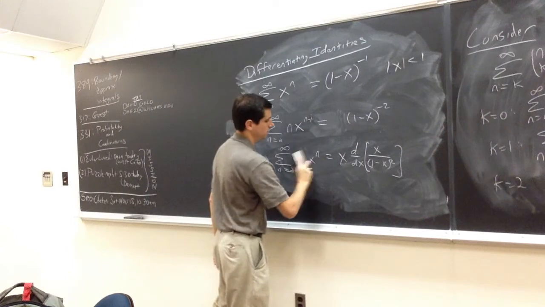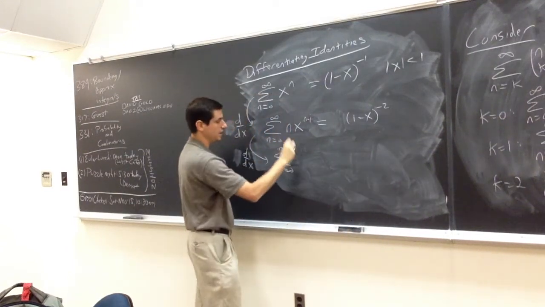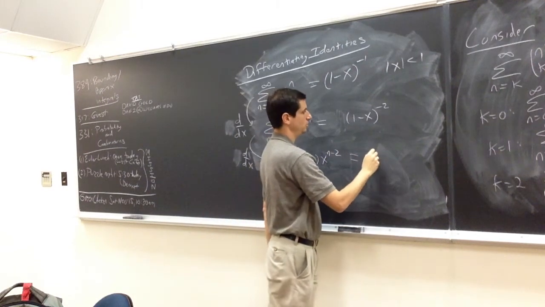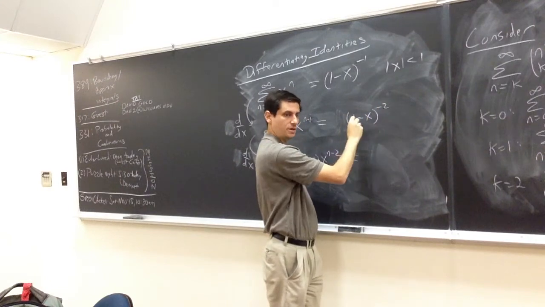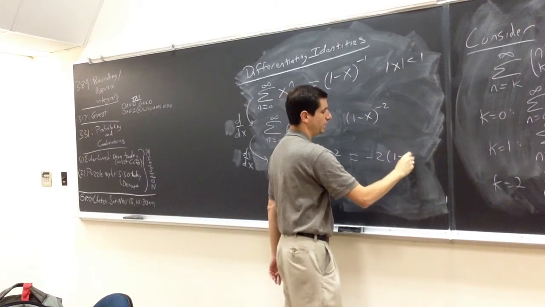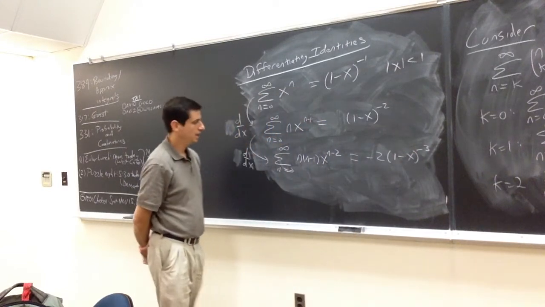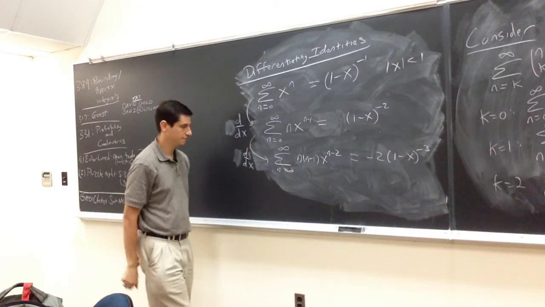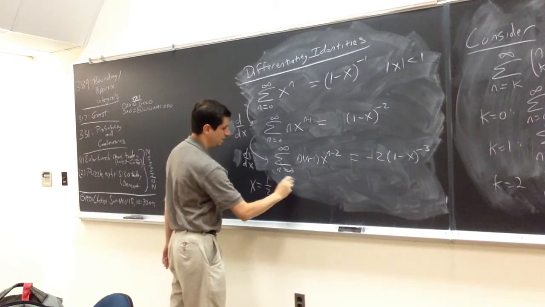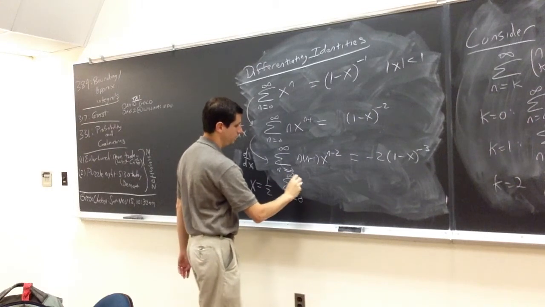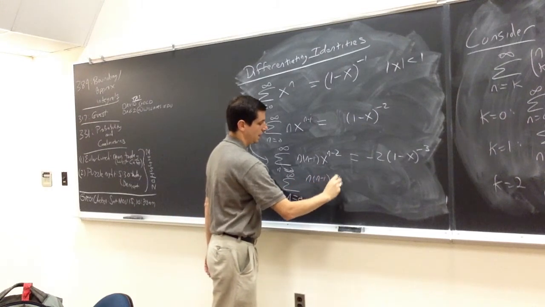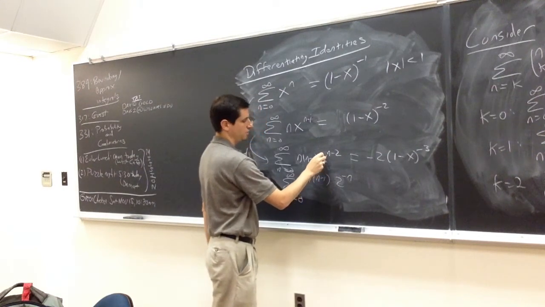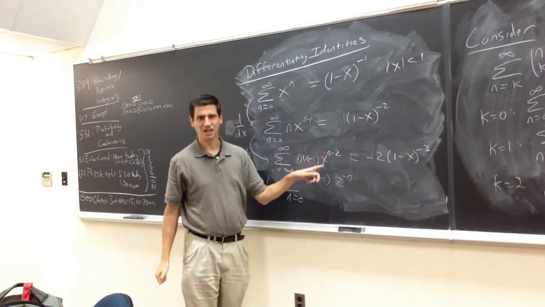And so now, if I apply d by dx again, I get n times n minus 1 x to the n minus 2, which is equal to negative 2, 1 minus x to the negative 3 times negative 1. So I get negative 2, 1 minus x to the negative 3. What value do I take for x? A half. And so if I take x equals a half, I get a sum, n goes from 0 to infinity, n minus 1, x, 1 half. So it's going to become 2 to the negative n. So if x is 1 half, I then also have a 1 half to the negative 2.